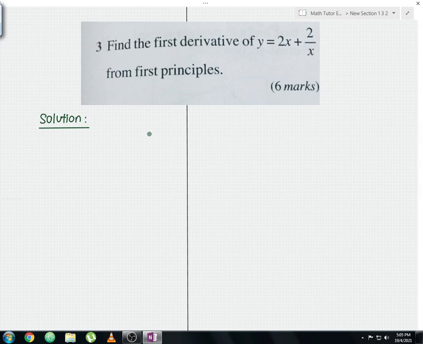Now I'll be discussing Form 5 Additional Mathematics, Chapter 2 Differentiation, Long Question Example 3.